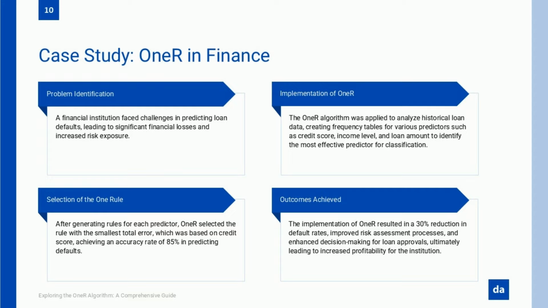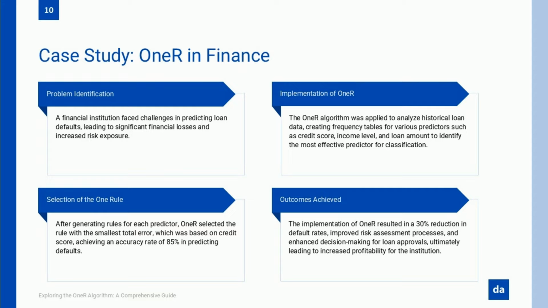The goal was to identify the single most important predictor of loan default. The dataset included various factors such as credit score, income level, loan amount, and employment history. The OneR algorithm was applied to analyze the historical loan data, creating frequency tables for each predictor and identifying patterns in default behavior. The results were clear. Credit score emerged as the strongest predictor.